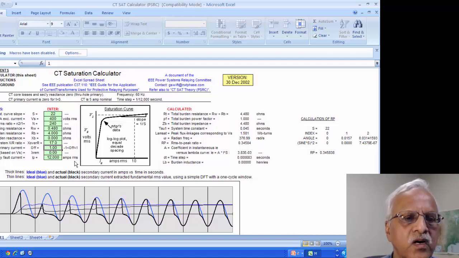Then you are assuming that the current waveform is fully offset. This is the worst case scenario. As protection engineers, we try to see what would happen under the worst case scenario. So you're fully offset.